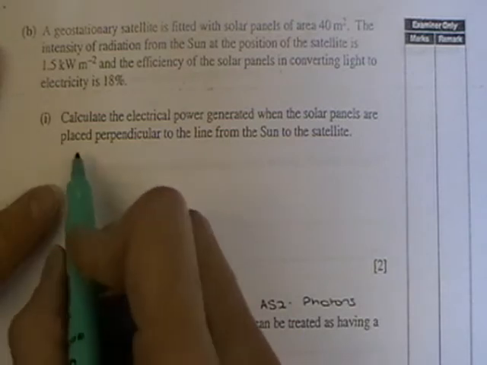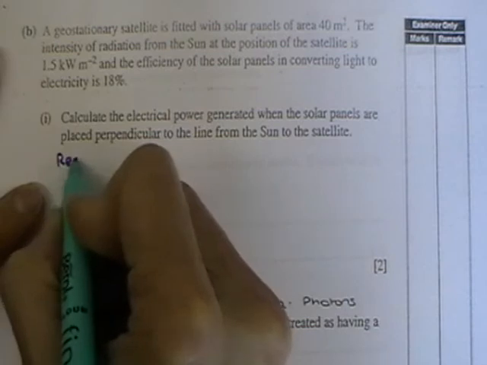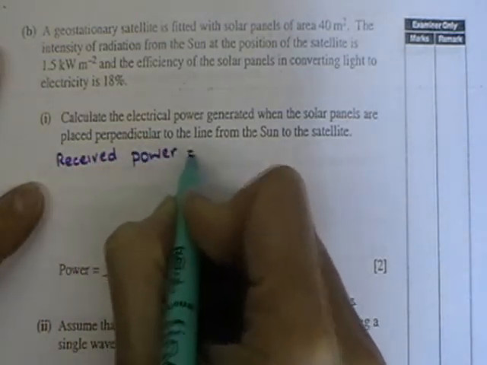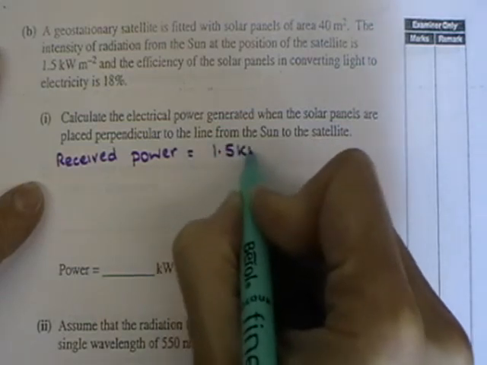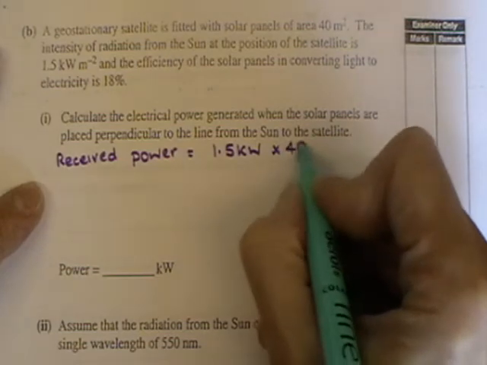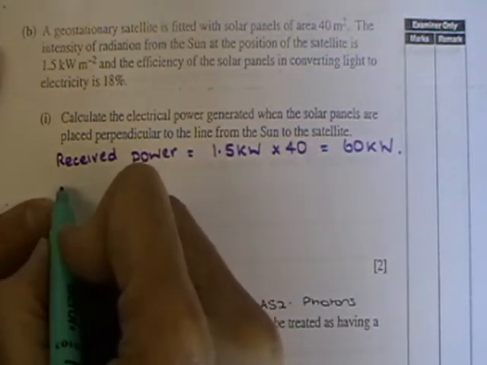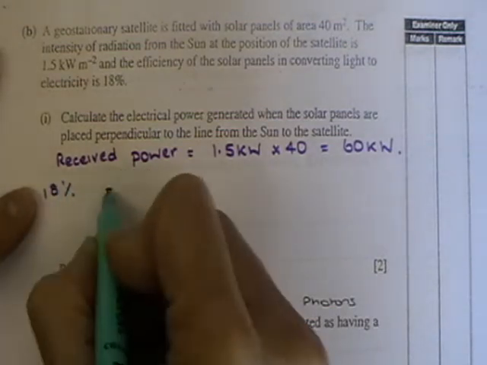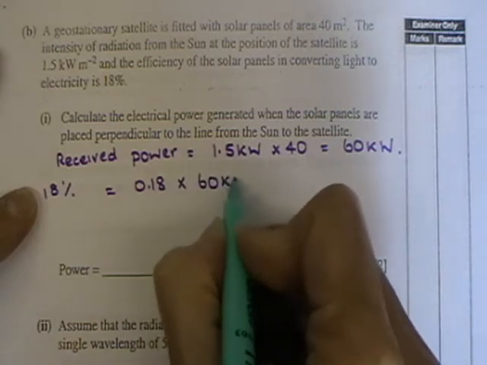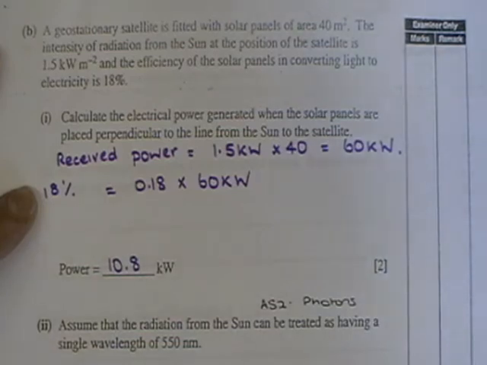So calculate the electrical power generated. So we know that the received power from the sun is 1.5 kilowatts per metre squared times 40, which is 60 kilowatts. And therefore the electrical power generated is 18%, which equals 0.18 multiplied by 60 kilowatts. And that gives you an answer of 10.8 kilowatts.